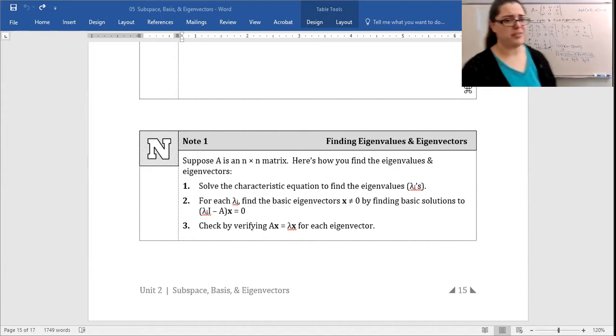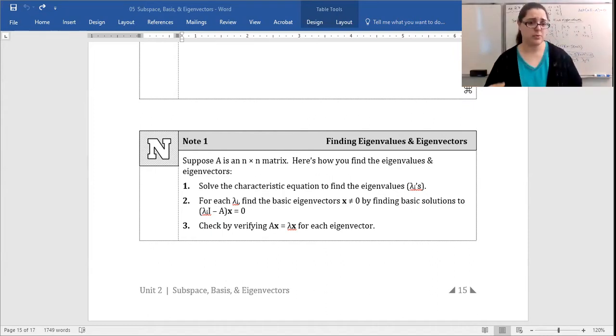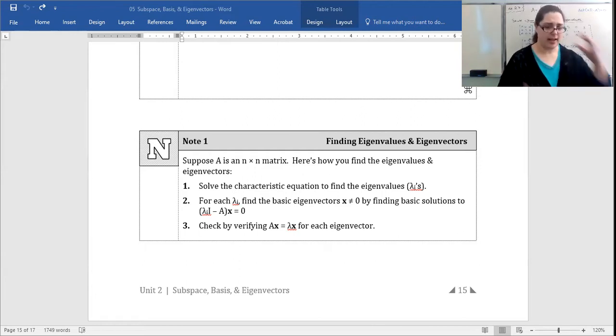So we're going to do an example of that, don't worry, but that's the basic idea, is we're going to substitute in the eigenvalues one at a time and then find the solution to that homogeneous system. Then of course you always want to check to make sure your solutions are good. So check that Ax is the same as lambda x for each of those eigenvectors. So let's do an example of doing just that.